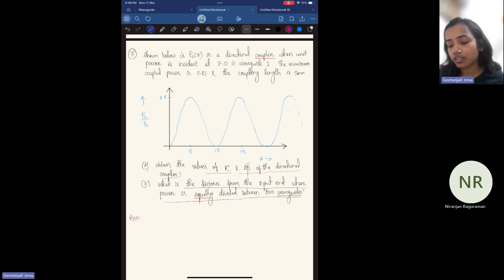So we are given P2(z) by P0, and the maximum value is 0.81. You can see here also the maximum is 0.81, and here if you see, this is at 5 mm. So that means the coupling length is 5 mm. So we have P2 over P0 max, which is 0.81.